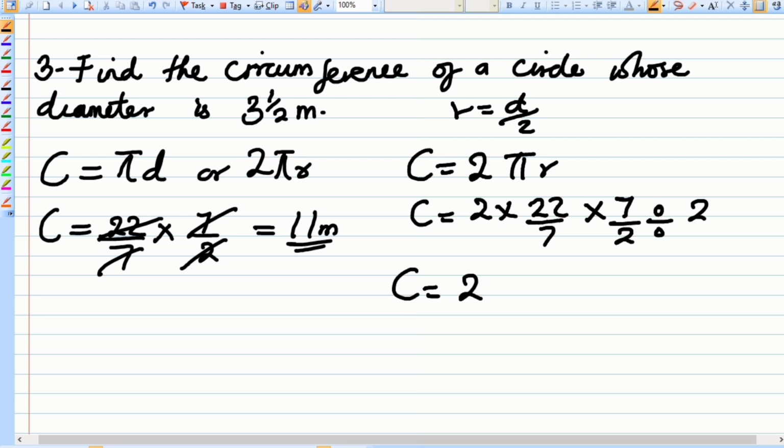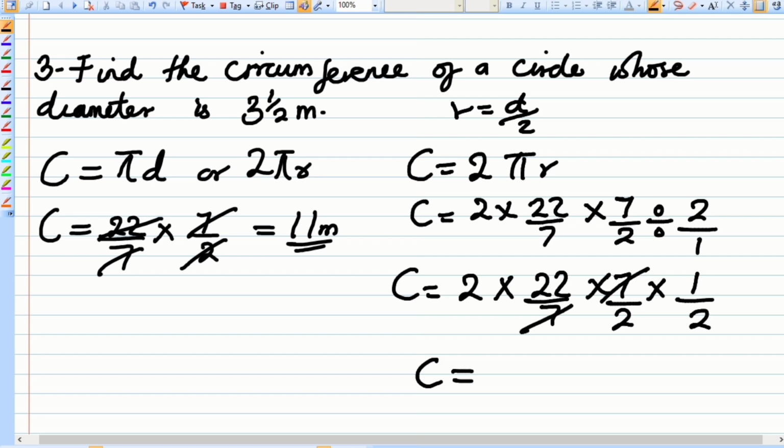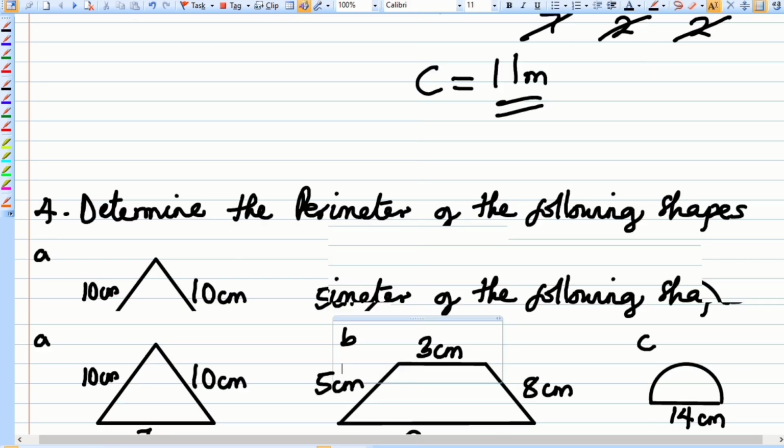So let me do the equation now. We have 2 times 22/7 times 7/2. Anytime you're changing the division sign to a multiplication sign, this is 2/1. So when we change division to multiplication, we flip 2/1, it becomes 1/2. So 7 can cancel 7 there. 2 into 22 is 11. 2 can cancel these 2. So we still have 11 meters as our answer. So regardless of the one you decide to use, you're still going to arrive at the same answer, provided that you keep your steps accurate.